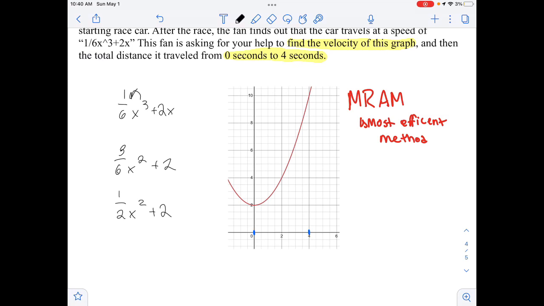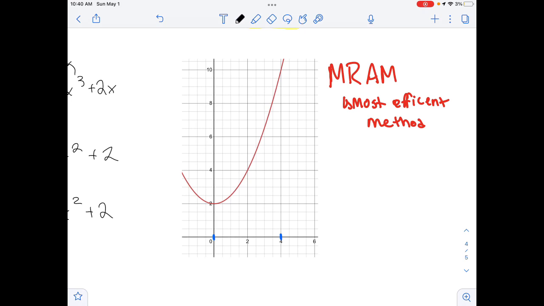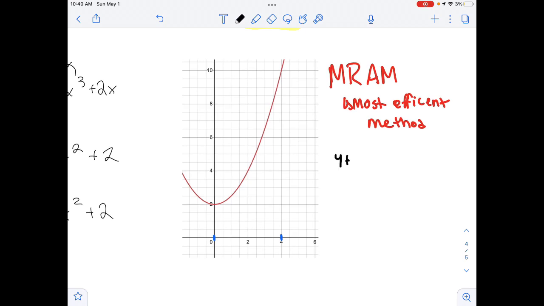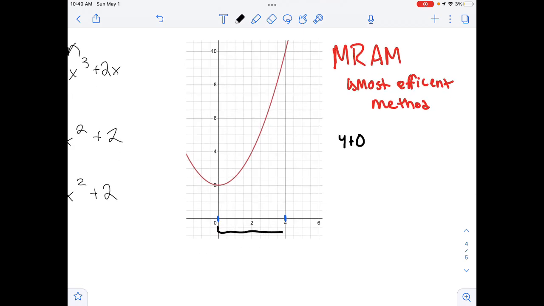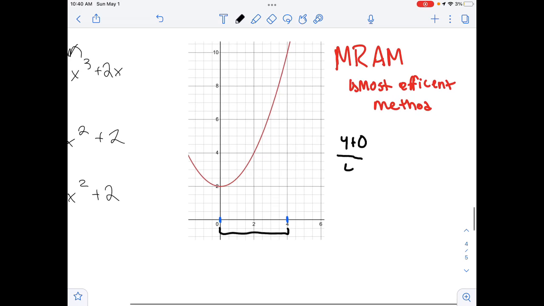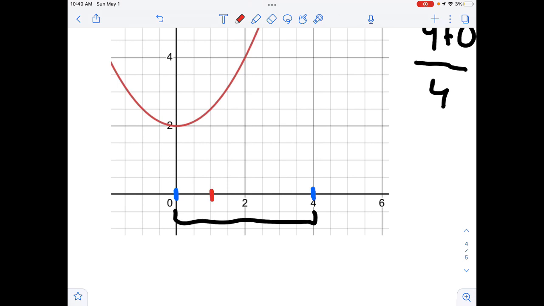Now that we have established what method we're using, which is MRAM, and what our derivative is, 1/2 x squared plus 2, we have to find the width of each rectangle. That will help us approximate the area. So we use the equation 4 plus 0, because that is our domain, over the amount of rectangles we want. So we know we want 4 rectangles. So that means each rectangle is going to be 1 unit wide. So if we go into our graph, we can make a mark at 1, 2, 3, and 4.